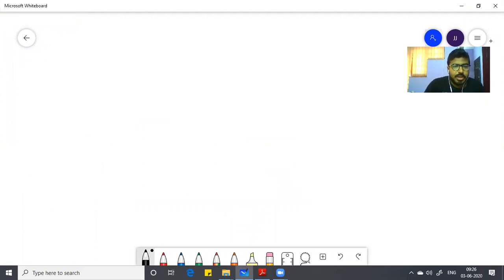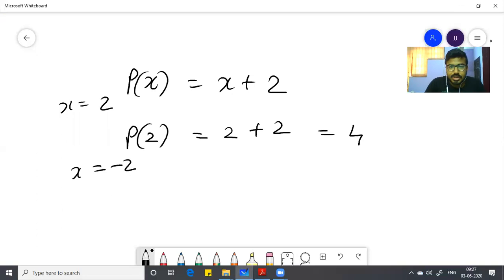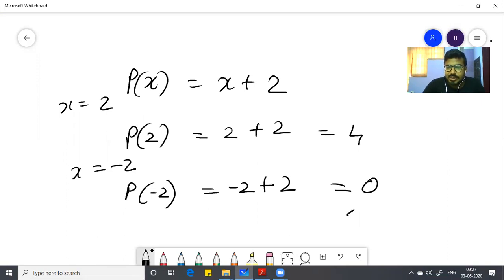Now p of x is equal to x plus 2. I am now giving the value p of 2, so x is equal to 2. Here in place of x, 2 will come, so 2 plus 2 is 4. Now I am giving the value of x as -2. Now p of -2 is equal to -2 plus 2. Now -2 plus 2 is cancelled, it becomes 0.